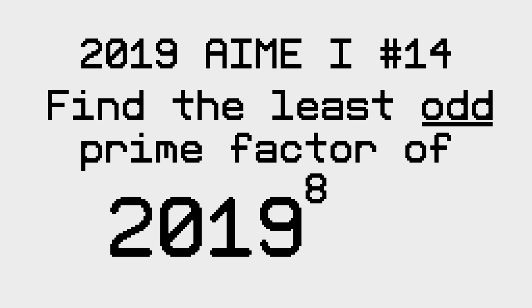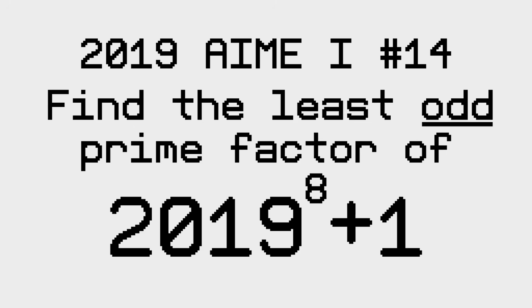When I was training on past AIMEs in high school, one problem specifically caught my eye. 2019 AIME 1, problem 14. Its position as 14 out of 15 clearly meant that it was difficult, but the statement was one very simple sentence. Find the least odd prime factor of 2019 to the power of 8 plus 1.